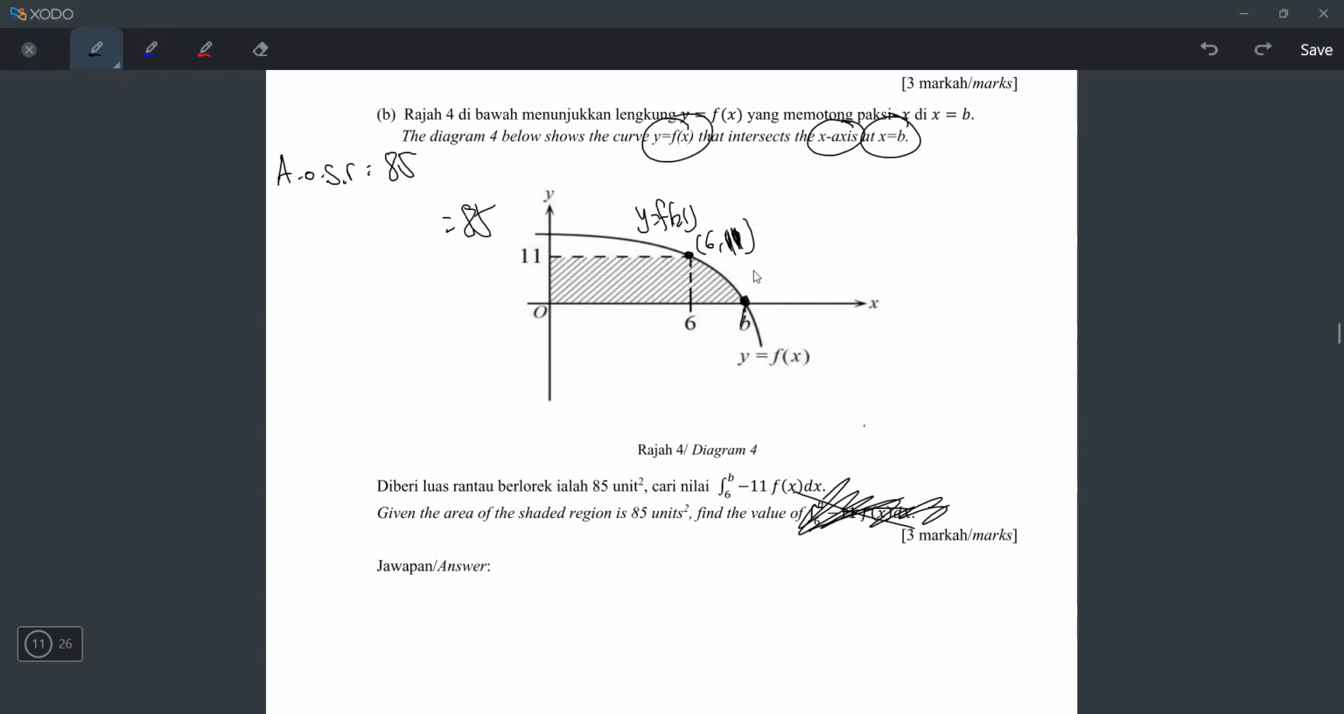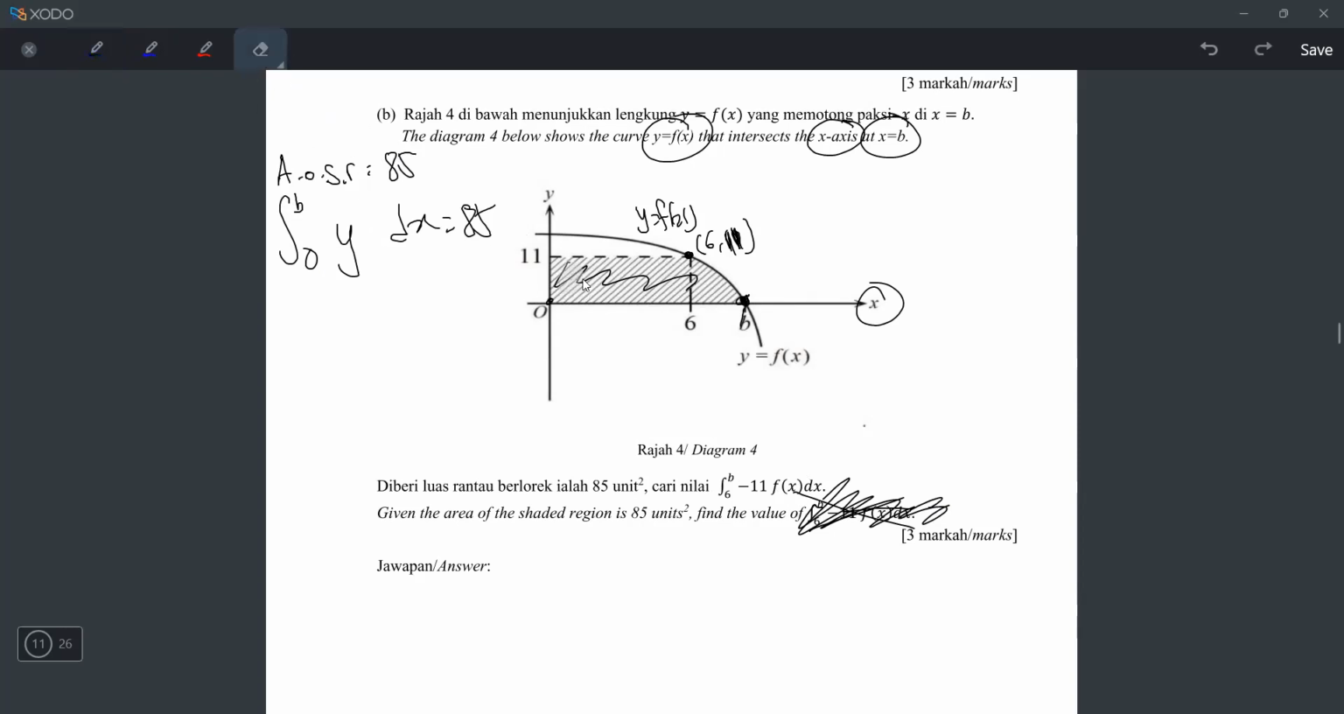So can I write the integral from 0 to b? Because the shaded region is sticking, it's not a floating one, it's a sticking one. And it's sticking on which axis? The x-axis, from 0 to b. But can I write like this: integral from 0 to b of y dx, because it's using the x-axis, and then y? Can or cannot? Cannot.